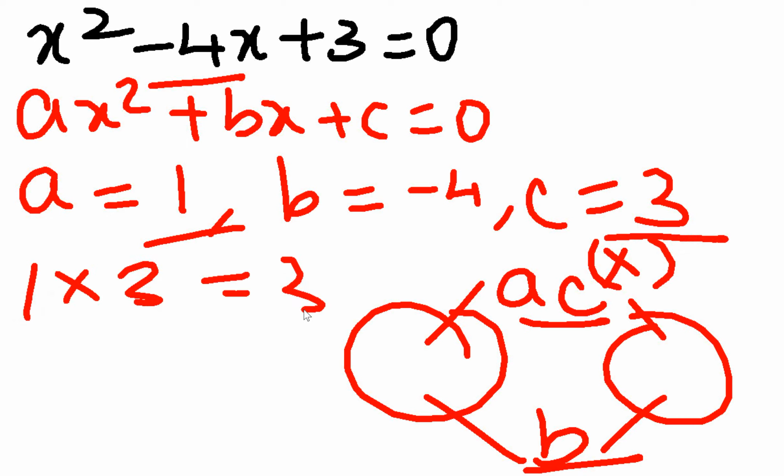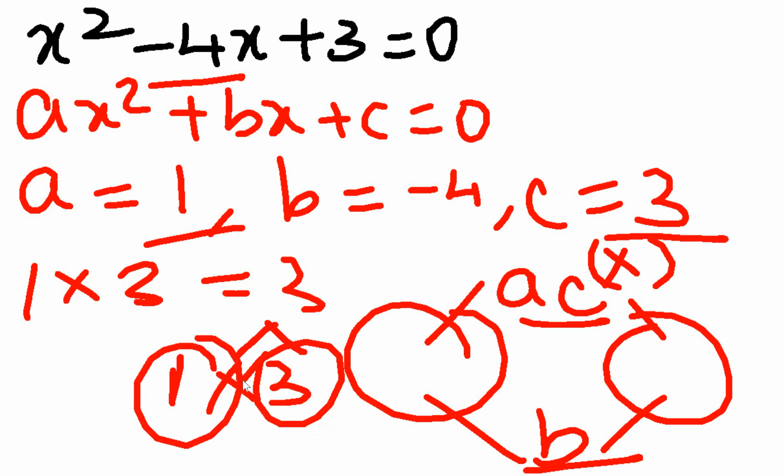Whenever I start off by finding factors for ac, I will always start with 1 and the number itself. So in this case, it is going to be 1 and 3. So 1 into 3. If I multiply 1 and 3, I get 3. But if I add 1 and 3, do I get minus 4? No.